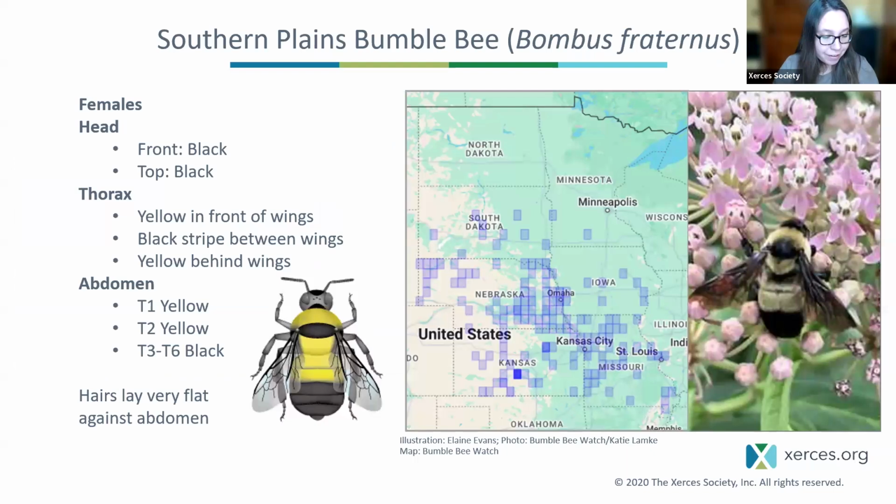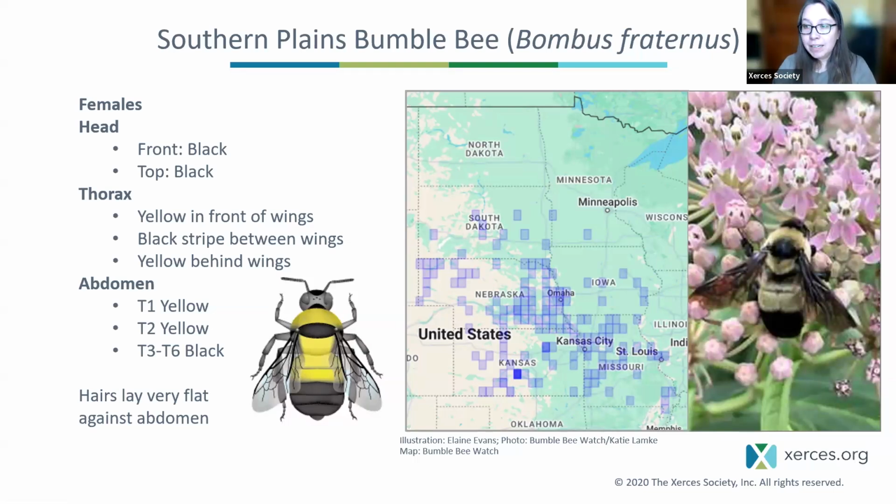The next bumblebee that we have on the docket is the southern plains bumblebee, Bombus fraternus. Looking at the cartoon image of this bee, it doesn't look incredibly distinct. There are some other bee species that look like that cartoon for sure that we've been through already, but this bee is actually really unique looking when you see it in the field.